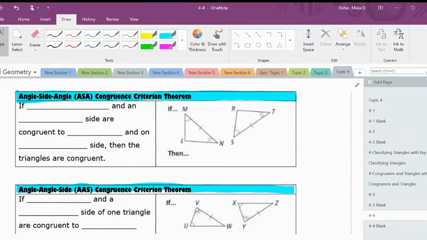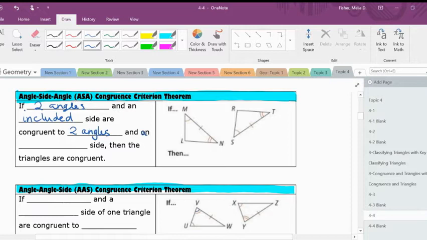We're now going to talk about the angle-side-angle congruence criterion theorem. If two angles and an included side are congruent to two angles and an included side, then the triangles are congruent.